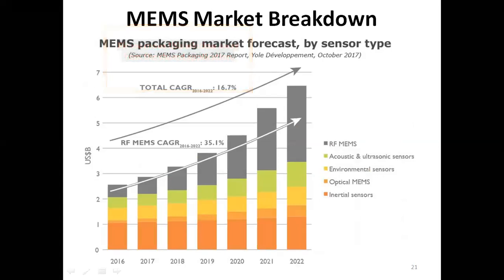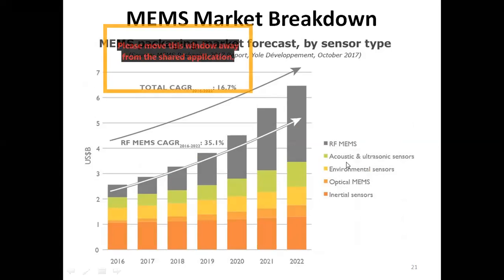MEMS packaging market forecast by sensor type. This is the MEMS market for sensors, and these are the sensors: RF MEMS, acoustic and electronic sensors, environmental sensors, optical MEMS, and inertial sensors, that is gyroscope, accelerometer, etc. The report was produced in 2017, and afterward 2017 is the forecast.